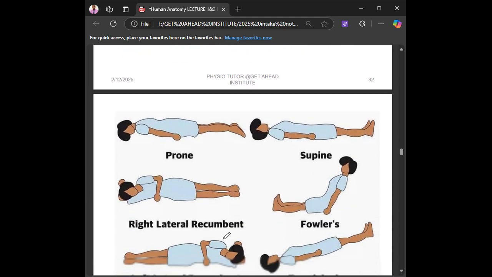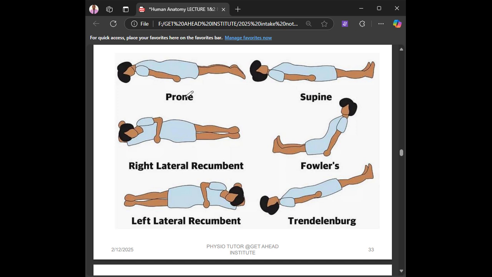There's a slide here showing you the positions. This is the prone position, then you have the supine position, the right lateral recumbent, then the left lateral recumbent, then this is Fowler's, and then this is the Trendelenburg position.